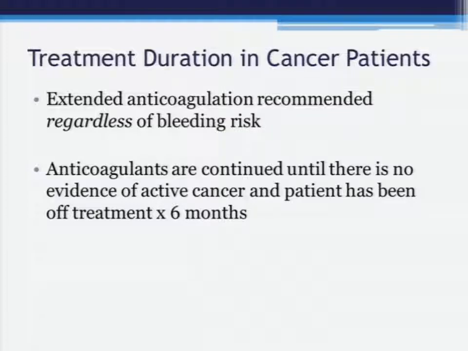But just know that extended anticoagulation is recommended once their bleeding has been stabilized. And these patients, you may have to monitor their hemoglobin more closely and have close follow-up and whatnot. But regardless of bleeding risk, extended anticoagulation is recommended because their risk of clot is so high. Anticoagulants should be continued until there's no evidence of active cancer, and until the patient has been off of treatment for 6 months' time. So I think in reality, I'm not sure we practice by these guidelines in general, but those are the guidelines currently.